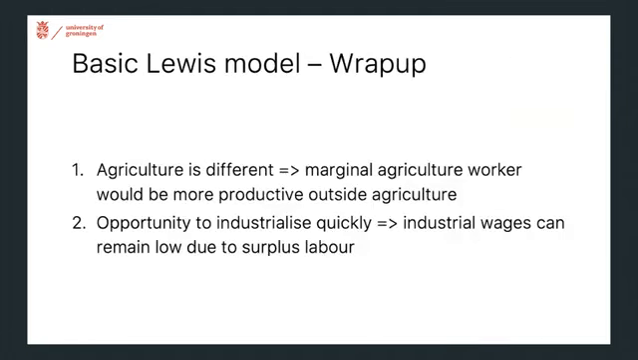So that concludes this first part of the explainer on the Lewis model. First of all, a key takeaway is that agriculture is different. And it's different because you have these agricultural workers that add less than they would in other jobs. And this gives an opportunity for rapid industrialization because industrial wages can remain low for a long time.